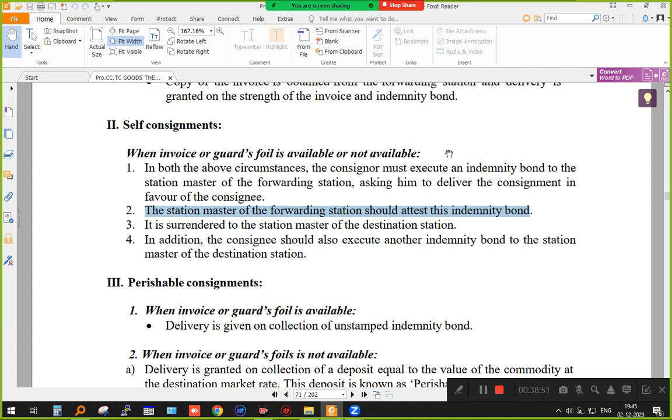The most important legal document. Yes, sir. When the station master of the forwarding station attests all the railway details, he has to see the forwarding note and attest.